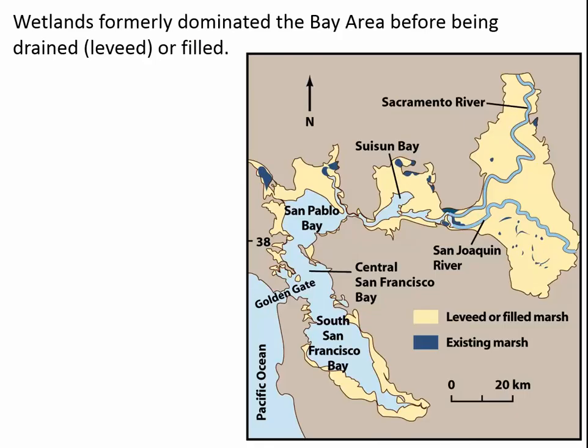And so in the Bay Area here, wetlands formerly dominated the Bay Area before being drained, which means leveed or filled. So if you're gonna drain a wetland, it means you build a big barrier around the edge, and then you kind of put a pipe in there to help drain it out. And the barrier or levee that you put around the edge is keeping water from going back in. And so here you can see areas that still have existing marsh, not a whole lot, and all these other areas have been filled in or leveed.